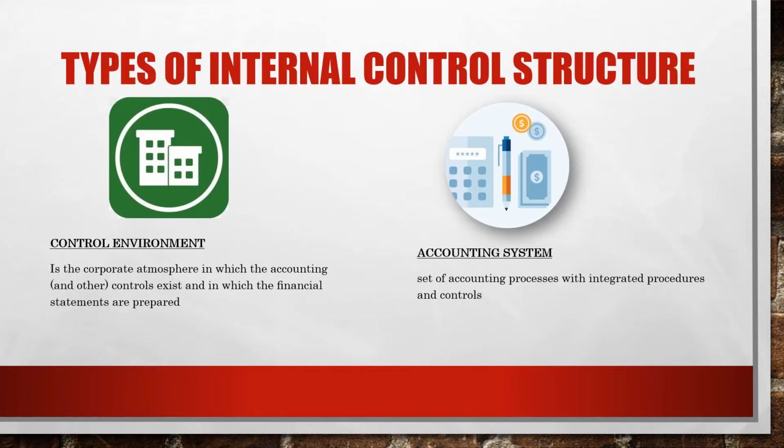Now let's discuss the types of internal control structure. There are two types of control structure. First is the control environment, and the second is the accounting system. So what is control environment? It is the corporate atmosphere in which the accounting and other controls exist, and in which the financial statements are prepared, whereas the accounting system is the set of accounting processes with integrated procedures.